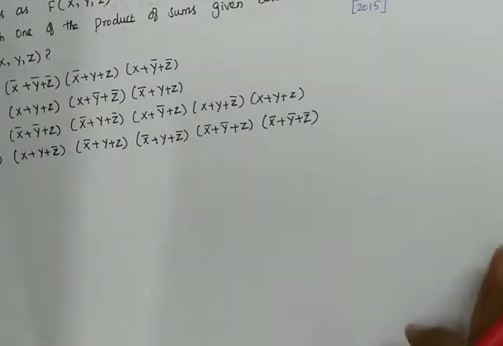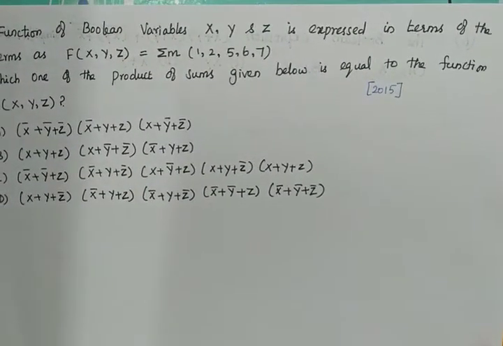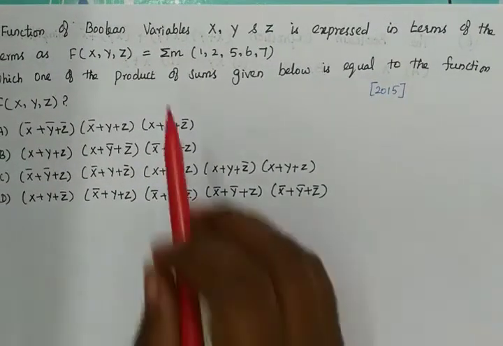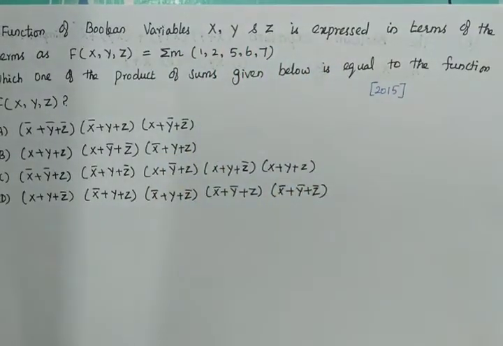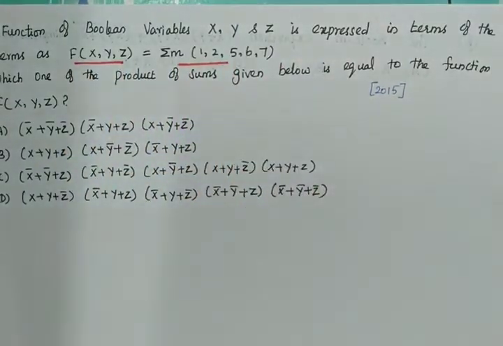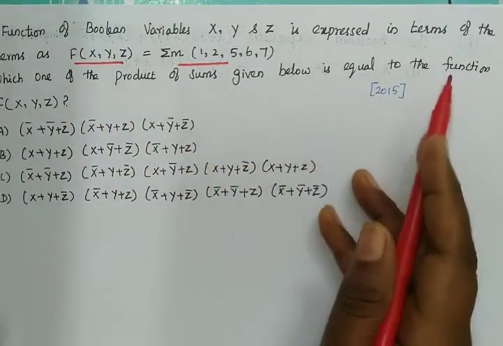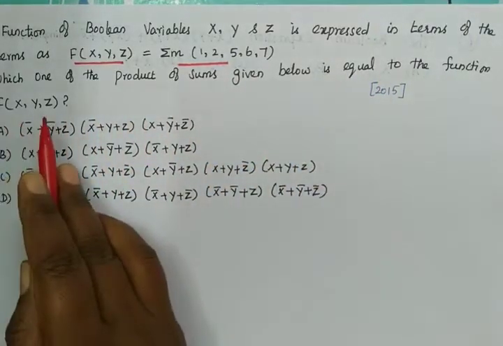Now let us move on to the next problem. A function of Boolean variables x, y and z is expressed in terms of the minterms as f of x, y, z is equal to summation m 1, 2, 5, 6, 7. Which one of the product of sums given below is equal to the function f of x, y, z?